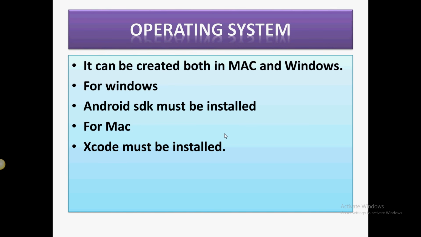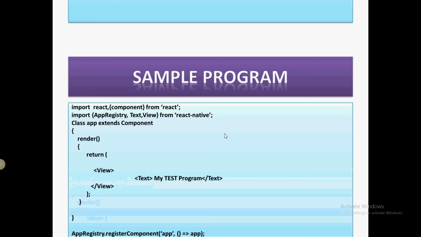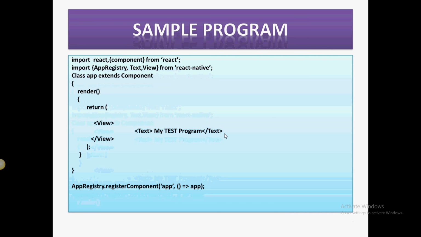Now, operating system, as I told you, it is cross platform, both on Windows and Mac. For Windows, Android SDK must be installed. For Mac, Xcode must be installed. So these are the two different platforms. You cannot compile the code on Windows for Mac, but yes, on Mac you can compile it for Windows because Android SDK is there.